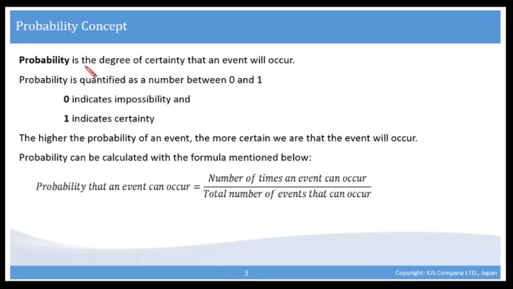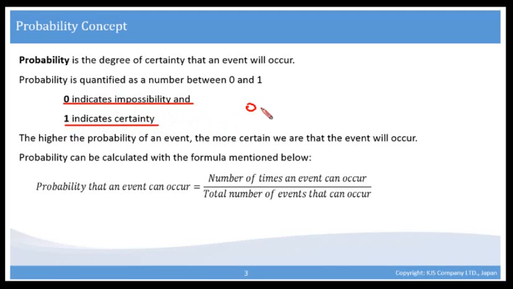So let's go over some of the probability concepts. Let's read through this slide, and we'll use a simple example so we can see what kind of outcome this is going to give us. Probability is the degree of certainty that an event will occur. Probability is quantified as a number between 0 and 1. What we're saying here is, as we can see down here, a 0 indicates impossibility, so it can never occur, and a 1 indicates certainty. So we can have any value in between here.